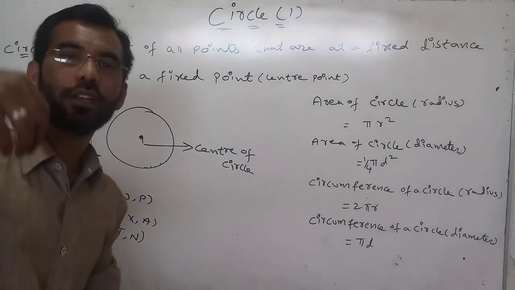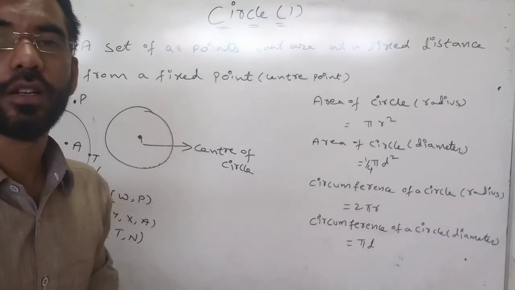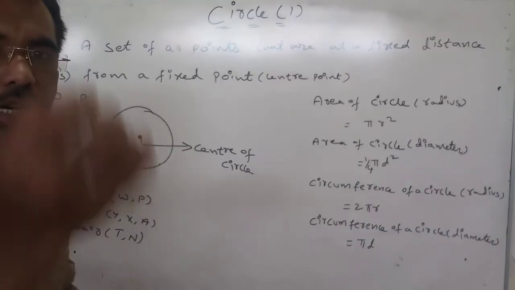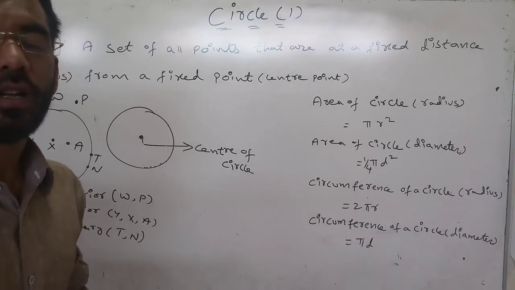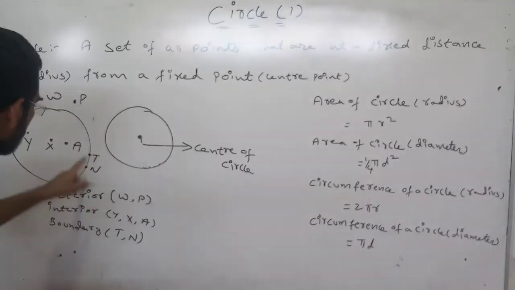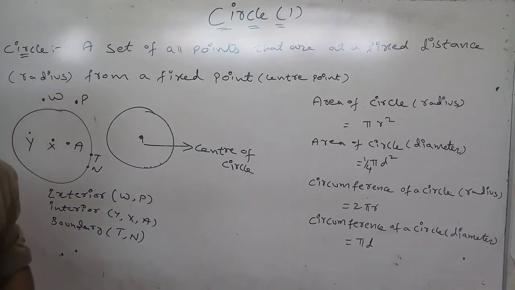Okay. Now, what is exterior? The point which is taken outside the figure is called exterior. What is interior? The point which is taken inside the figure is called interior. What is a boundary point? The point which is taken on the boundary is called a boundary point.